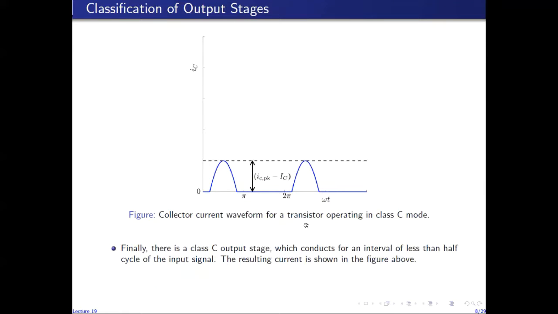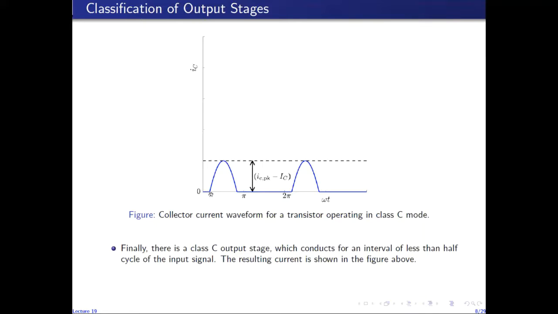Finally, there is a class C amplifier or a class C output stage, which is biased such that it conducts for an interval which is less than half cycle of the input signal. And the resulting collector current waveform for the transistor is shown in this diagram here. So you can see that it conducts for an interval which is smaller than the half cycle of the input signal.